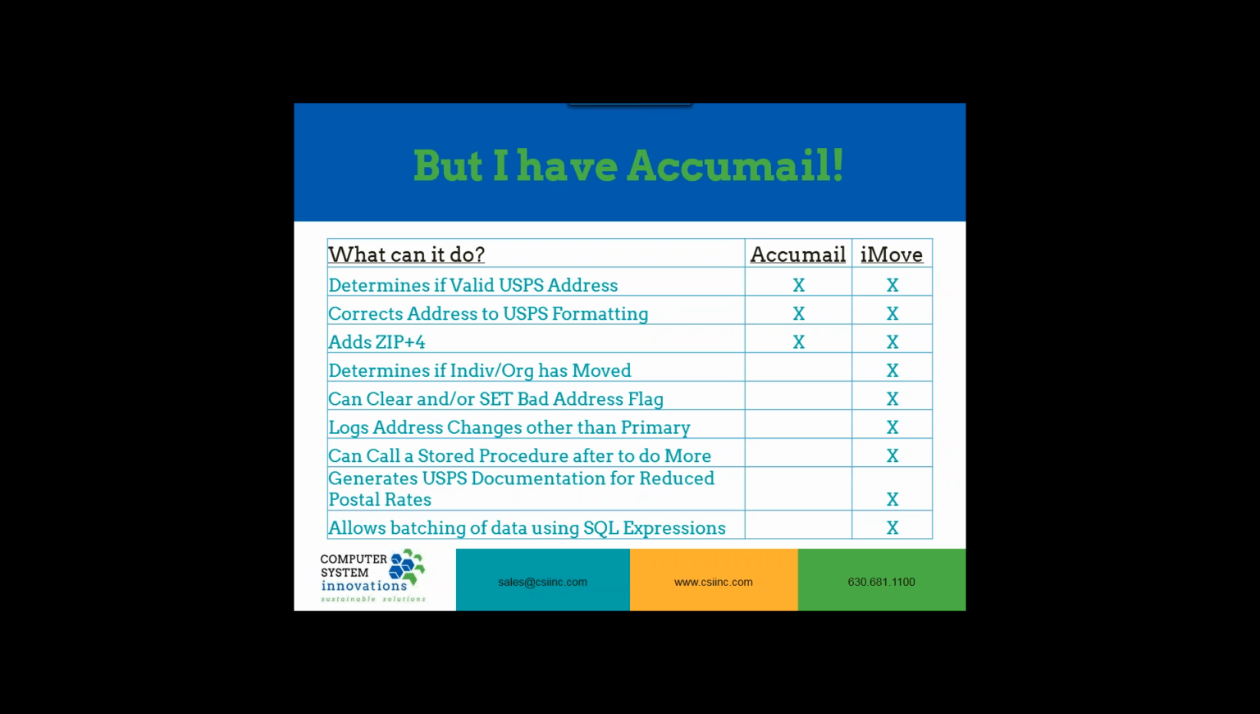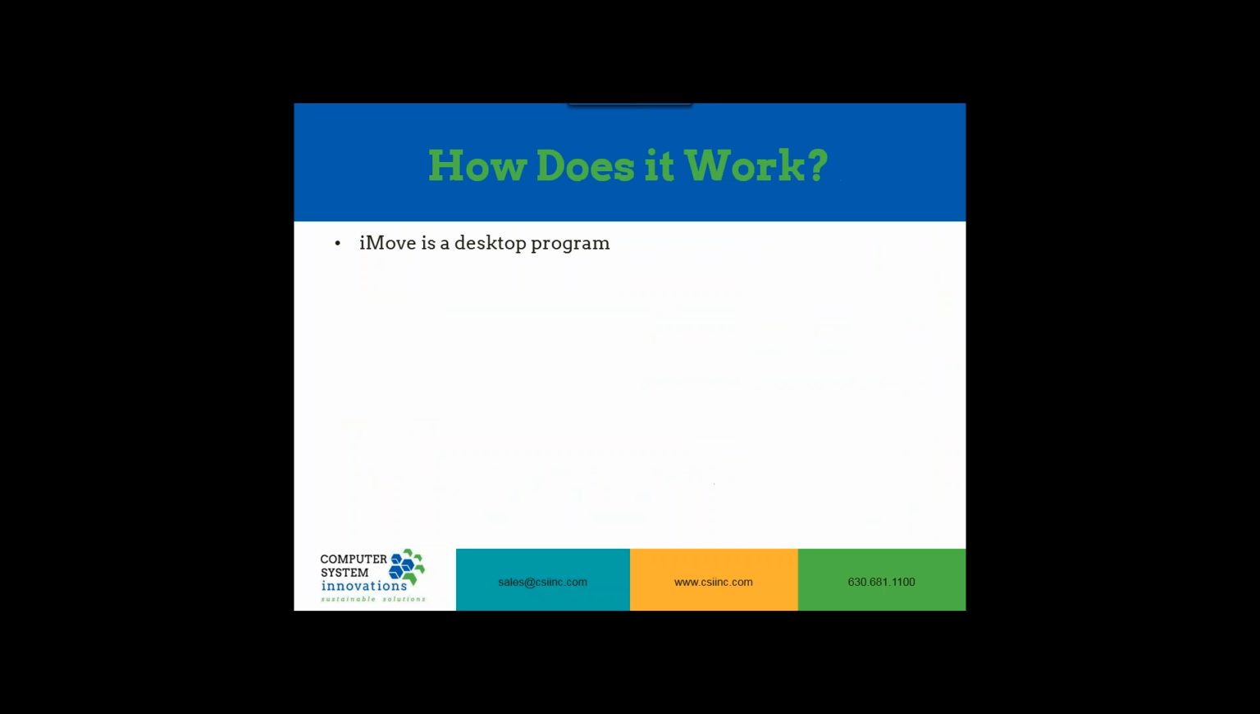This will also generate all your documentation that you can prove to the post office you have set your database through that fun stuff, or send it through National Change of Address. And you can batch your data using SQL expressions, so you don't need to send up your whole database to get certified, if you will. You can just go and say, I just want to send my members up and whatnot.